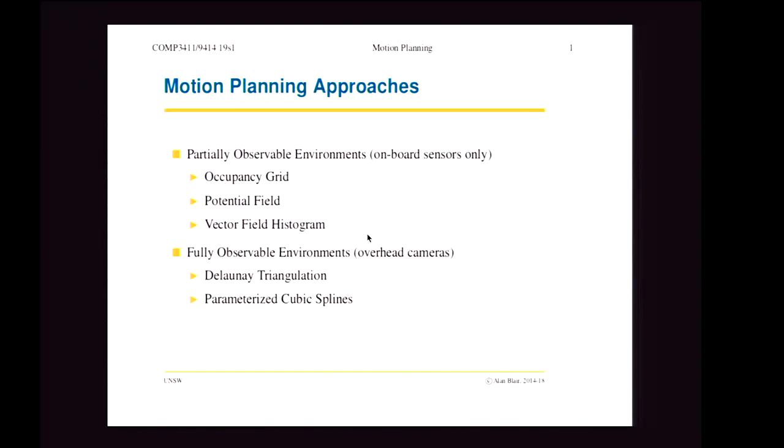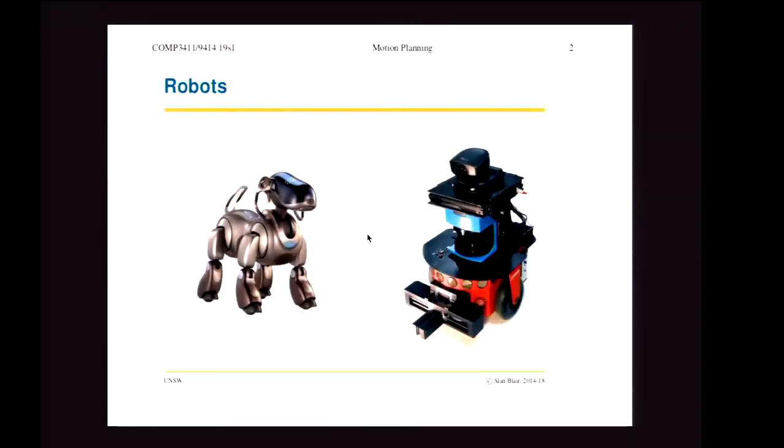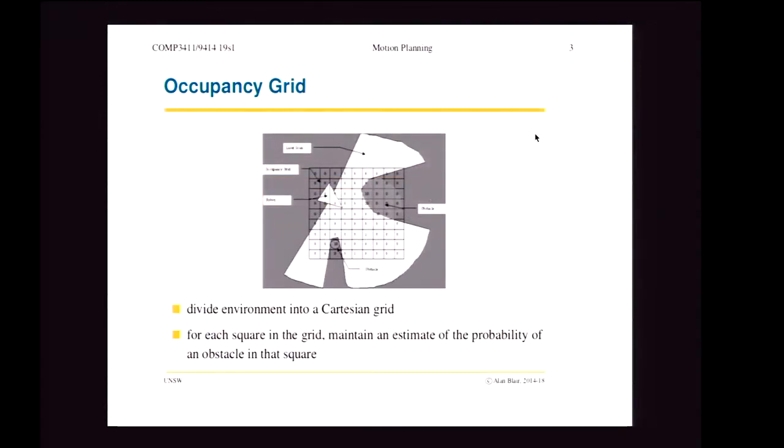So the idea here is you've got a robot and it's moving around. It could be moving in an office environment. It could be moving on the RoboCup field. And you want to plan a path for the robot to get from one place to another. Now, one approach to this that dates back to the 1970s is called an occupancy grid.